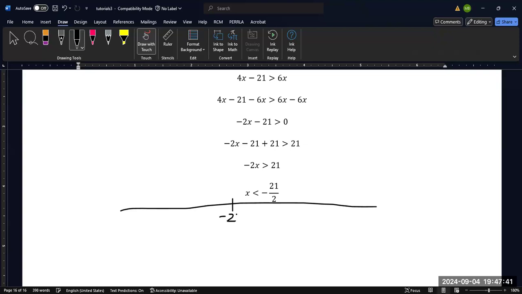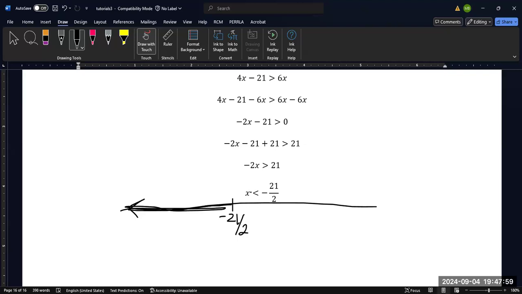So -21/2. Now, I want x to be less than that, which means it's going to go in this direction, like so. And there's no other endpoint, so it just goes all the way down to -infinity.